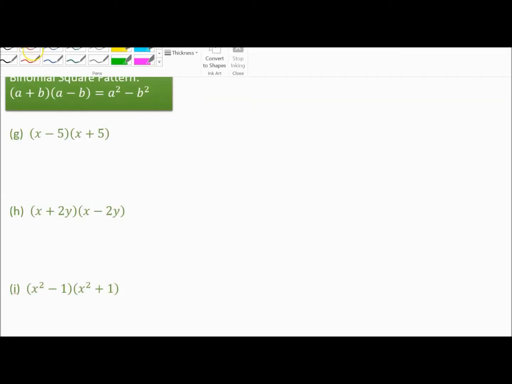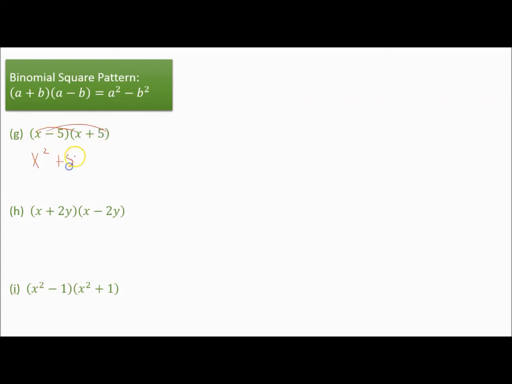Let's do a few more problems where we work with this binomial square pattern. So we have a plus b times a minus b is a squared minus b squared. Main thing is you recognize the pattern. Okay, but now we can use the FOIL method. X times x is x squared, x times 5 is 5x, negative 5 times x is negative 5x, negative 5 times positive 5 is negative 25. The middle terms cancel, give you x squared minus 25.